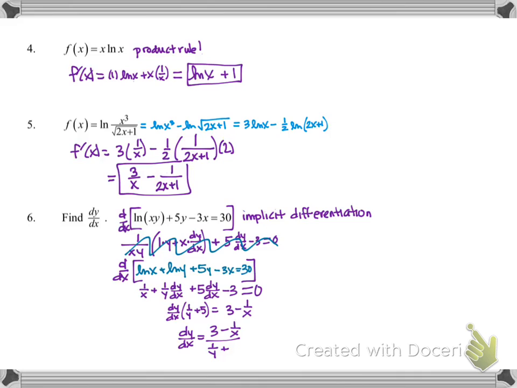dividing by that expression. Remember, guys, we always say simplify for our convenience. This is completely acceptable to keep, but you are definitely going to see this where they've simplified the complex fraction. So I would multiply top and bottom by the common denominator, which is x times y, and I'd end up getting 3xy minus y all over x plus 5xy.